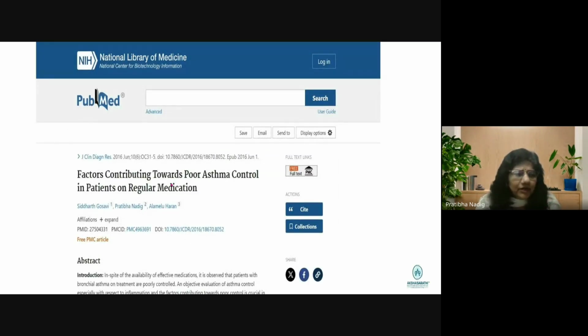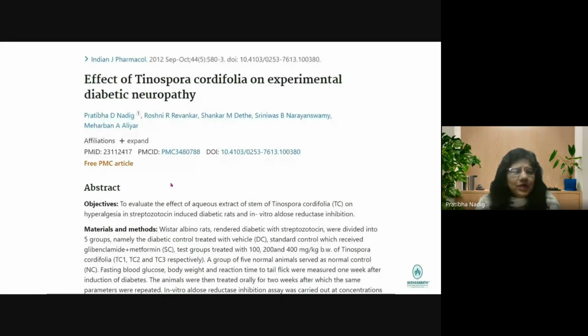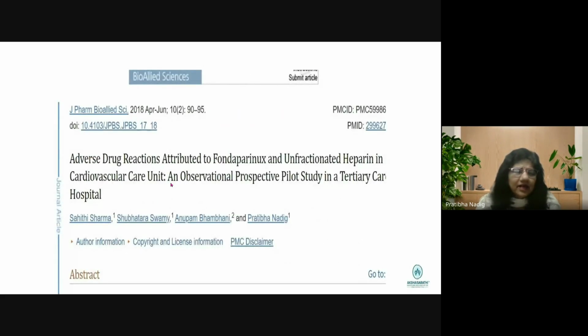So these are some of the papers that students have published who are here as panelists. Siddharth Gosavi and myself, we did this. And this is metformin on fibrinolysis. Another Siddharth, Siddharth Reddy, he's not here. He was also expected. Then this was my first ICMR with Roshni Revankar. This was an animal study. Though at that time ICMR accepted, nowadays there is some hesitation and we don't do animal studies as undergrads. Then adverse drug reactions with Sahiti.